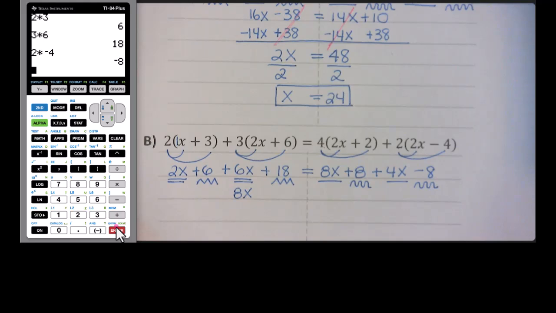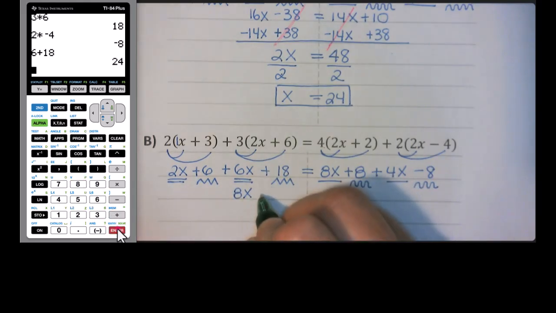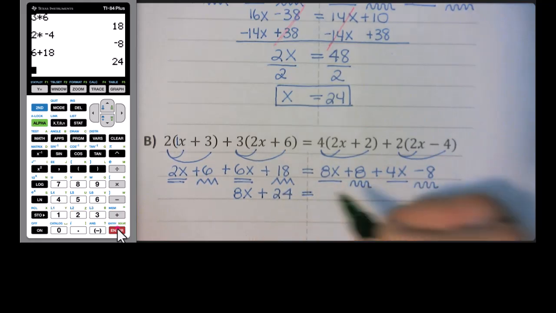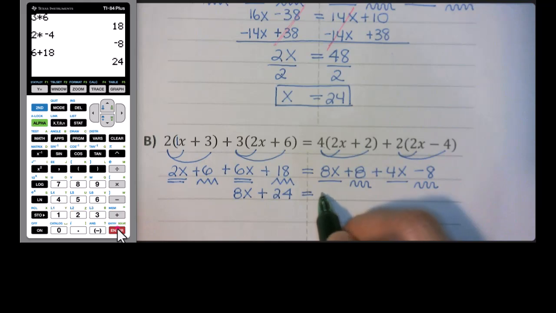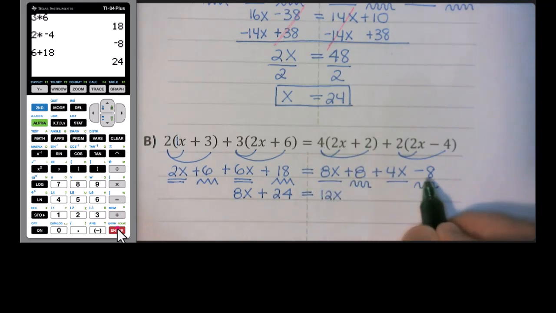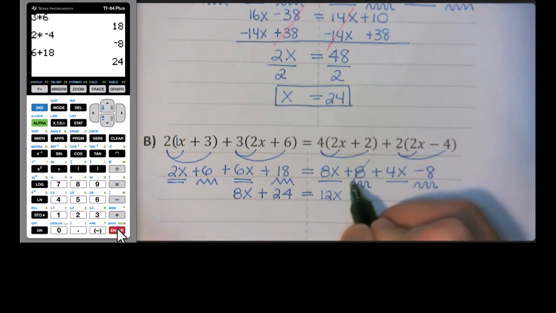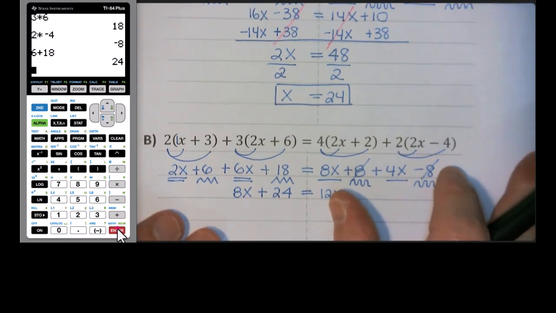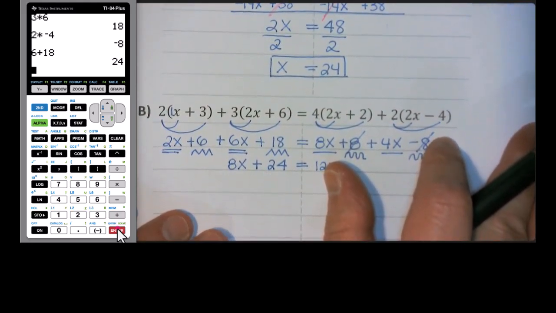So now we combine, we do 2 plus 6 is 8x. And then 6 plus 18. Remember, if you cannot do it in your head, that's okay. You just use your calculator. Okay, 6 plus 18 is 24. Equals 8 plus 4 is 12x. And then 8 minus 8. 8 minus 8 is 0, so we say it cancels. Very good.